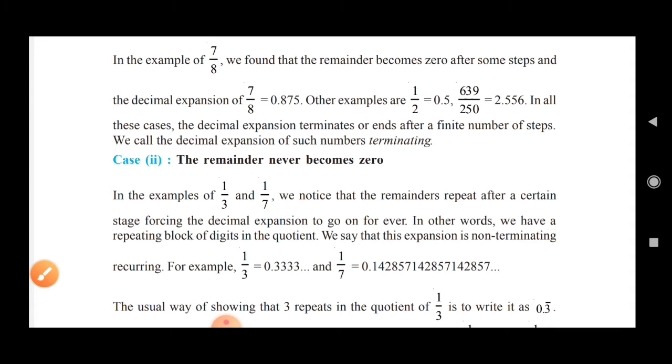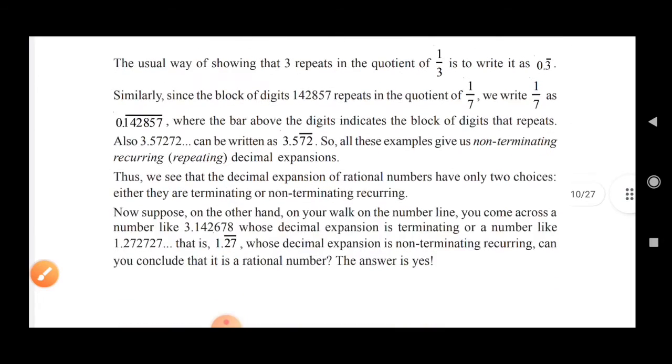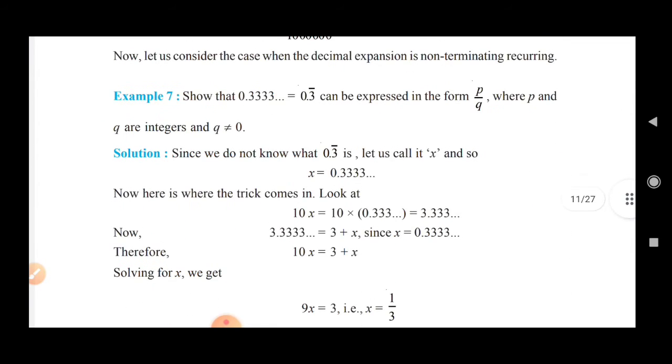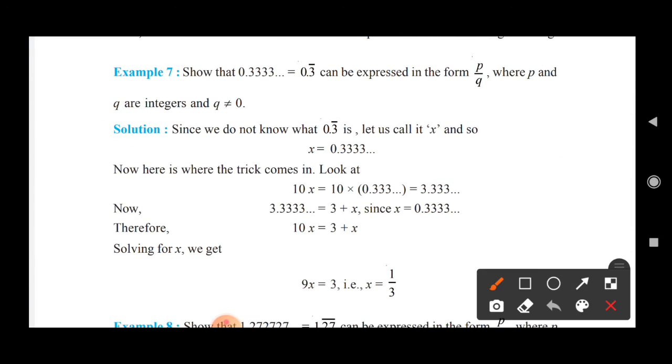Now move to the example. Let's see example 7. Show that 0.3333... is equal to 0.3 bar can be expressed in the form p by q, where p and q are integers and q is not equal to 0. There is a solution given, but I think we should not follow this solution. Let me do it in my own way.